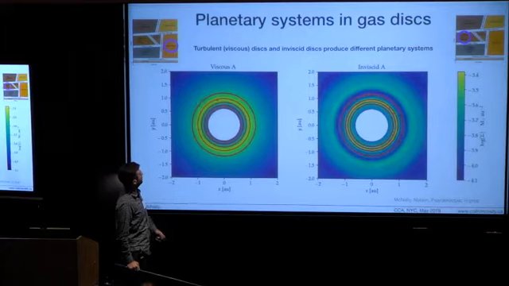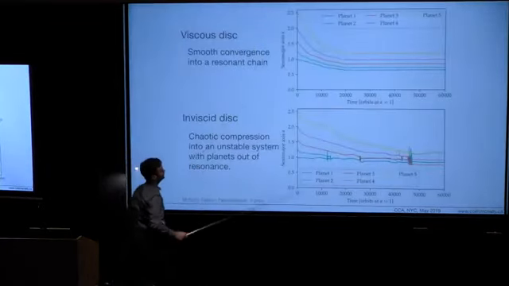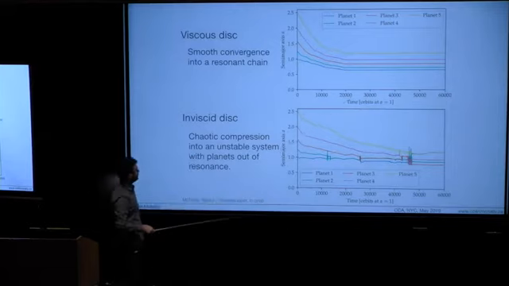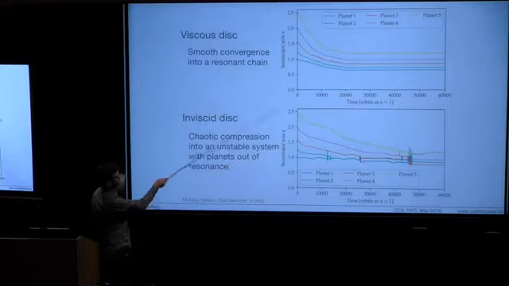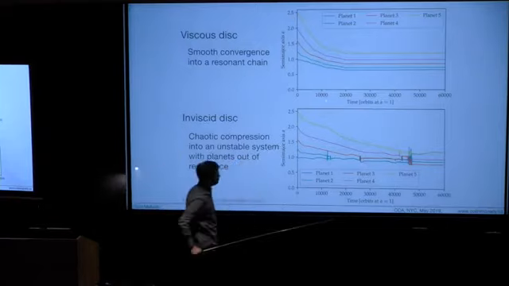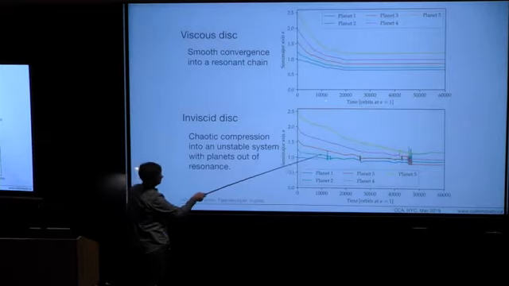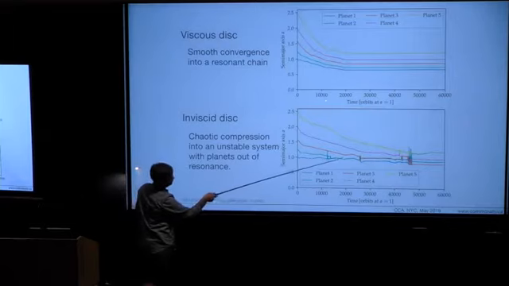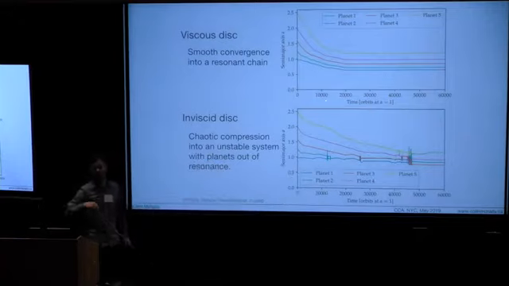I can show you that a little bit more clearly if I show you the semi-major axes of the planets versus time. And here, in the viscous case, they compress into this nice smooth resonant chain. In the inviscid case, the extra perturbations allow the planets to have close encounters, and it sequentially compresses into this much tighter configuration, sometimes with planets out of resonance.